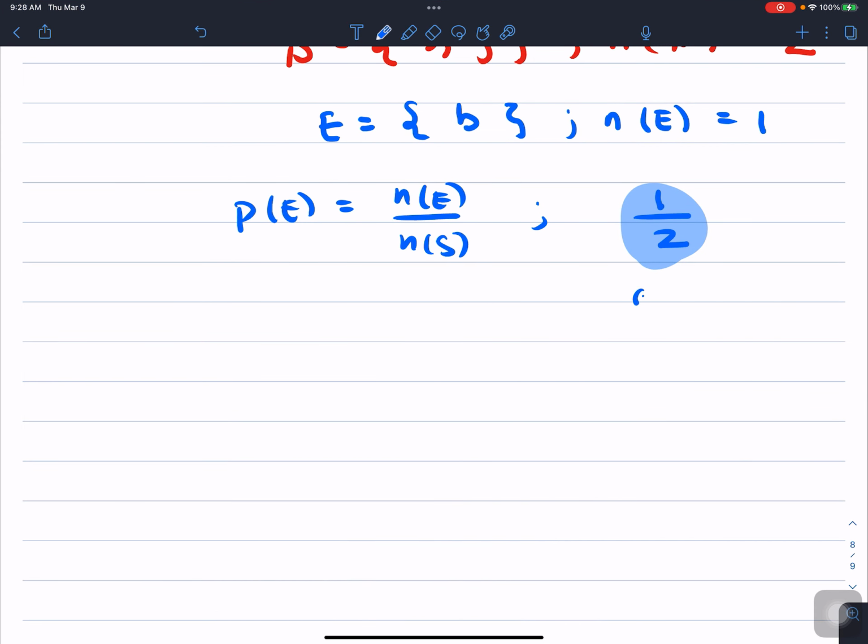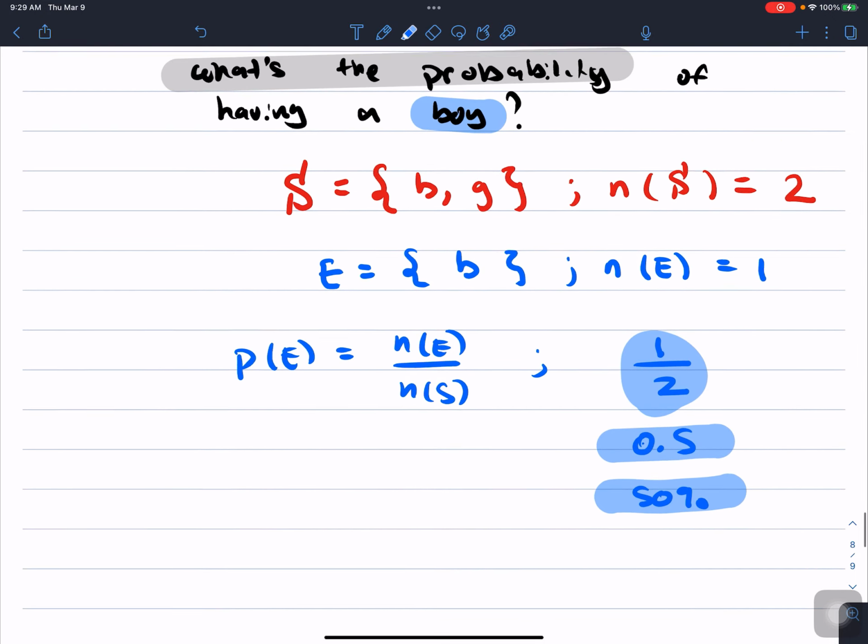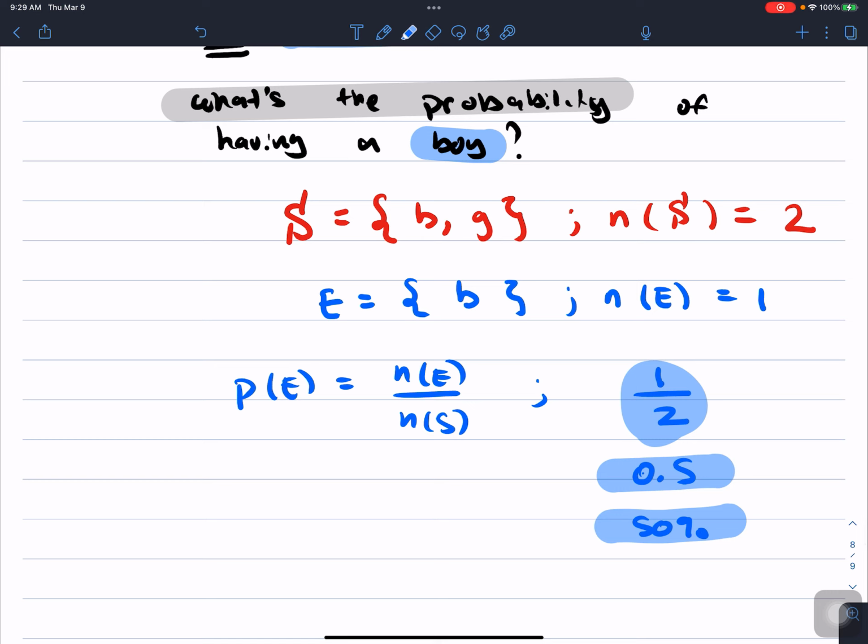So 0.5 written as a what? What is this as a percent? 0.5 can be written as a percent. Do you guys know what that is? 50 what? Percent. So this is the probability being 1/2 as a decimal being 0.5. But in language, we use the phrase 50%. So you might say, oh, what's the chance of having a boy? Well, you got a 50% chance of having a boy.